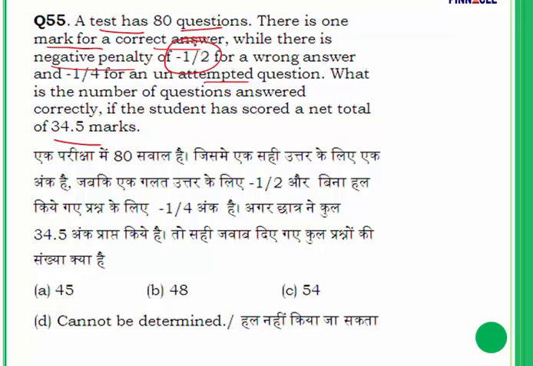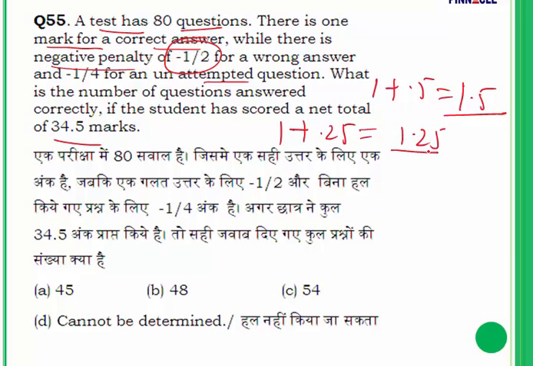Now, if there are 80 questions, and he gives a wrong answer, then one plus one because he has done the question, and because he has given a wrong answer, 0.5 will also be deducted. It means if he has done one wrong, then from the total of 80, 1.5 will be deducted. And if he does not attempt any question, then what will happen? One, because he has consumed one question, plus 0.25 without any answer. So 1.25 will be deducted from the total if he does not attempt.